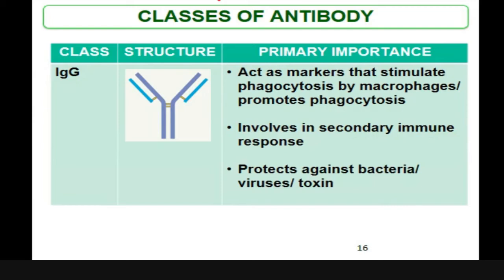IgG act as markers that stimulate phagocytosis by macrophage. So without IgG, macrophage kita yang macam amoeba yang boleh engulf pathogen, okay, cannot do phagocytosis. They will not know what to do when they came across the pathogen. So IgG helps in secondary immune response and protects against bacteria.